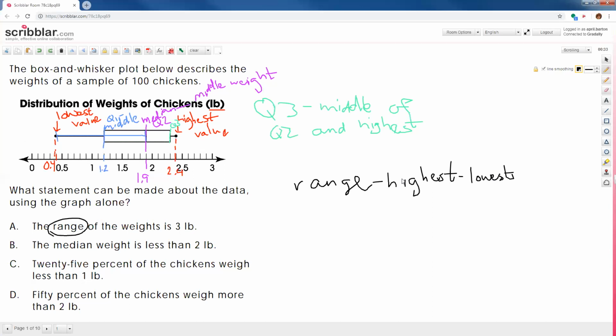We can figure it out by actually taking that highest value of the box and whisker plot and minusing the lowest value. So not of the number graph on the bottom. Yeah, the highest number on the number graph is a 3, but we want the highest number of the box and whisker plot. So that'd be 2.4, right? Yep. So 2.4 minus 0.4.